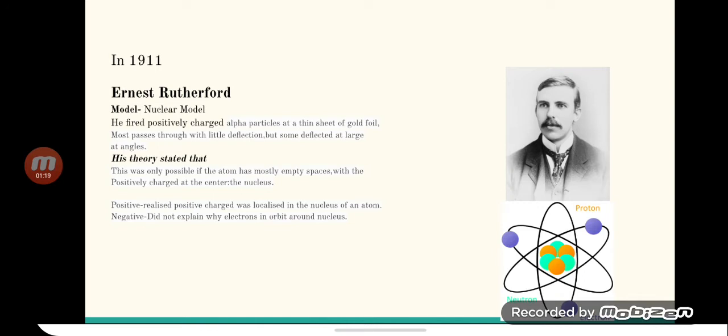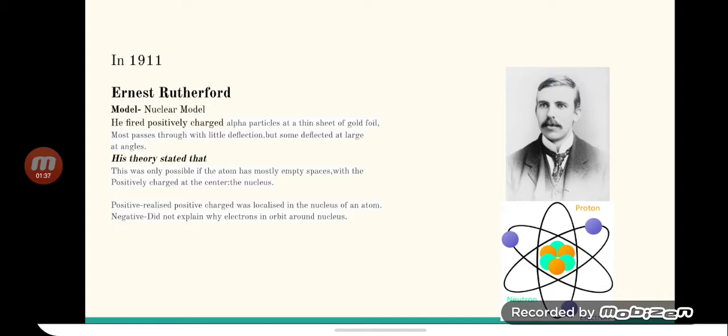In 1911, Ernest Rutherford created a model called the nuclear model. He fired positively charged alpha particles at a thin sheet of gold foil. Most passed through with little deflection, but some were deflected at angles.